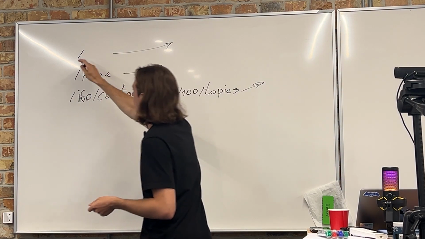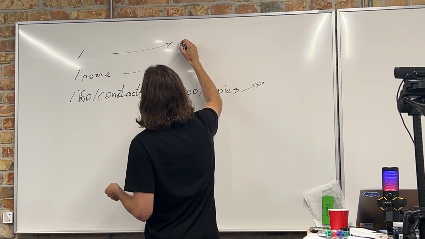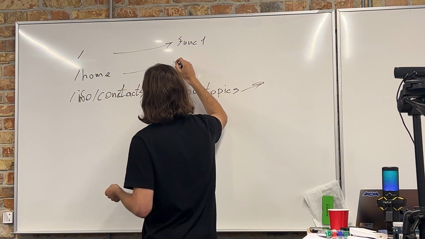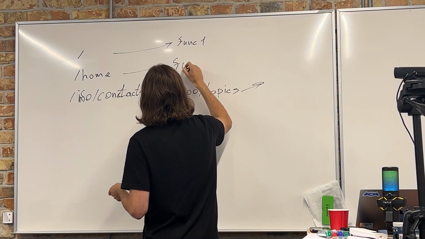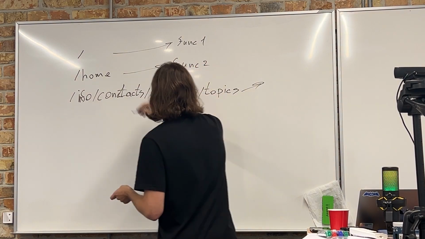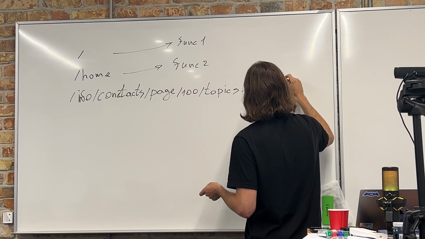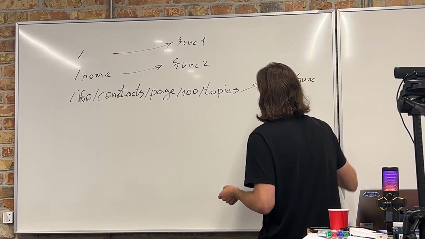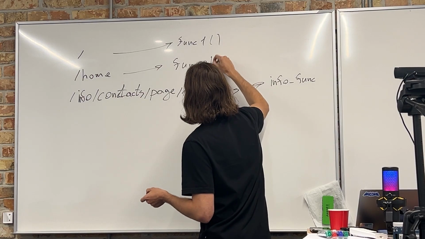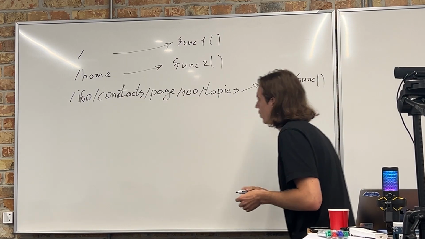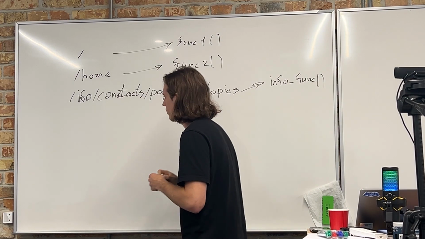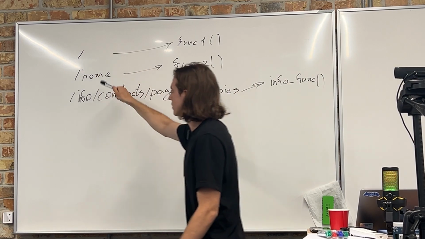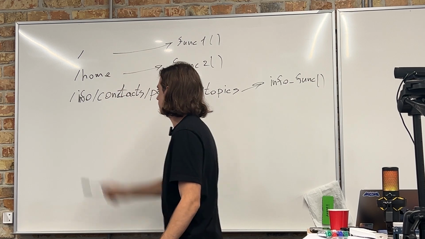So for example, for this, we want to call a function func1. For this, func2. For this, info func. So we basically want our server to call some function when it receives a request with some path.